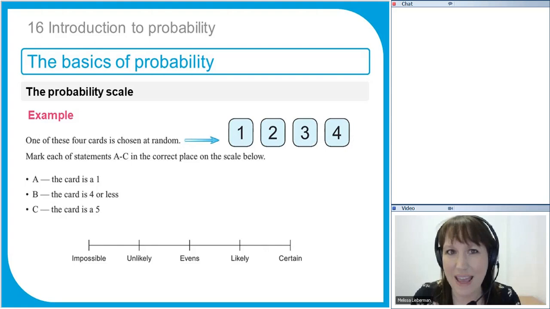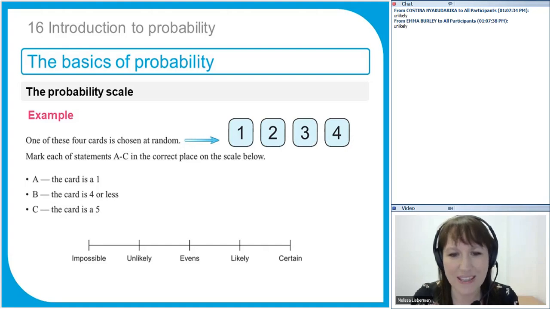So, event A. What is the probability that the card is a 1? What do you think it is roughly? Just type your suggestion in the chat box. Do you think it's impossible to be a 1, unlikely, even, or certain? Have a look at it. So the chance that the card is a 1. Just put the first letter, that would be fine, because there's I, U, E, L, C. So if you just want to type it quickly, then I will accept that. Give you a chance just to think about that.